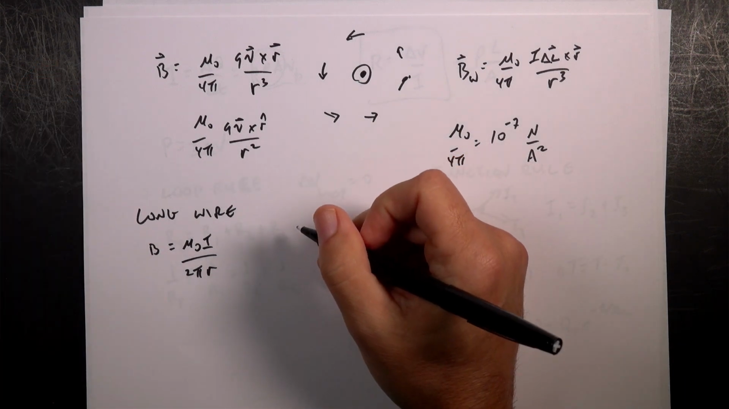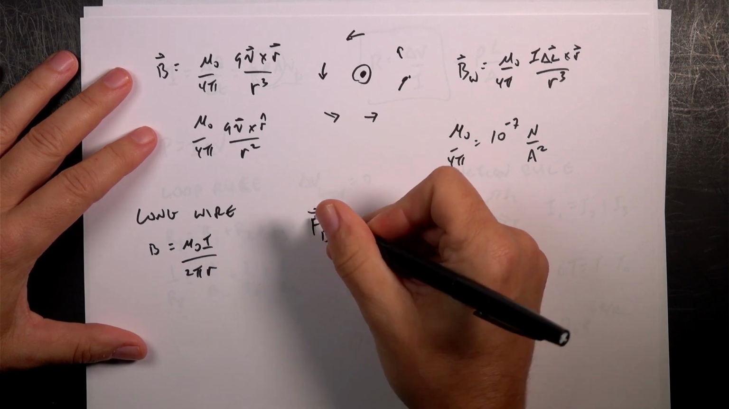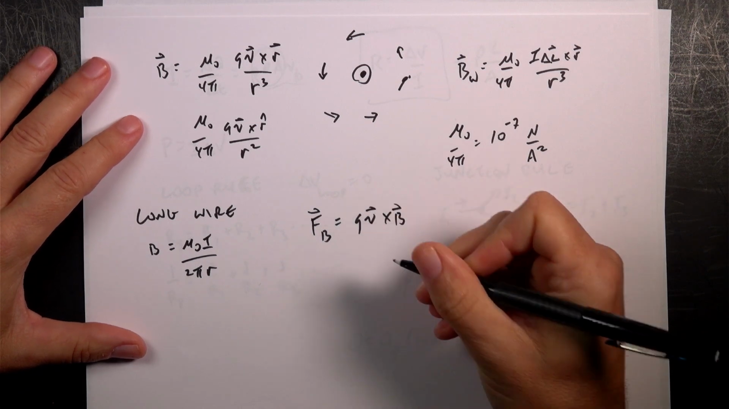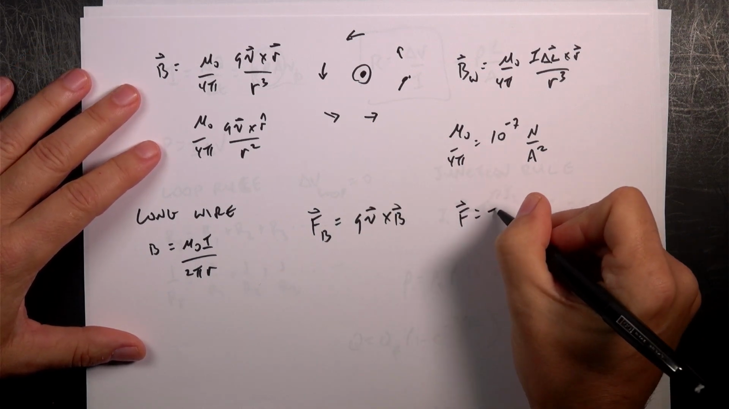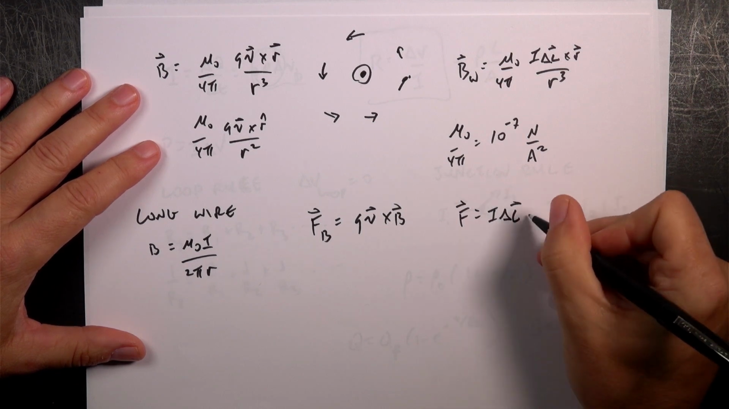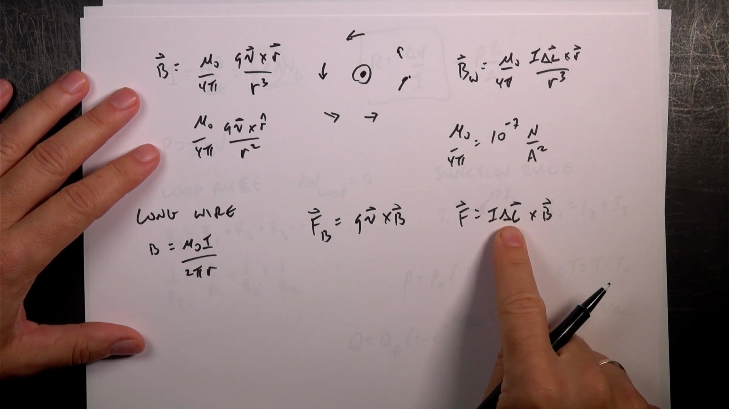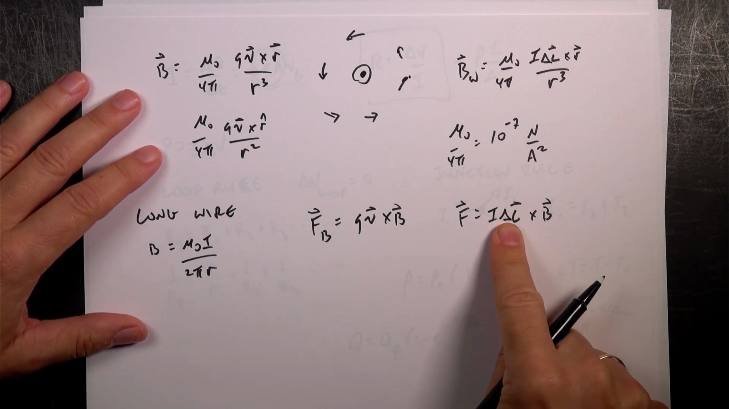The force on a charge, F_B, the force on a charge in a magnetic field is QV cross B. The force on a wire in a magnetic field is I delta L cross B. So if you know the magnetic field, this is just the force on a short little piece, but if the magnetic field's constant, you could use the whole length right there, and that's the current.